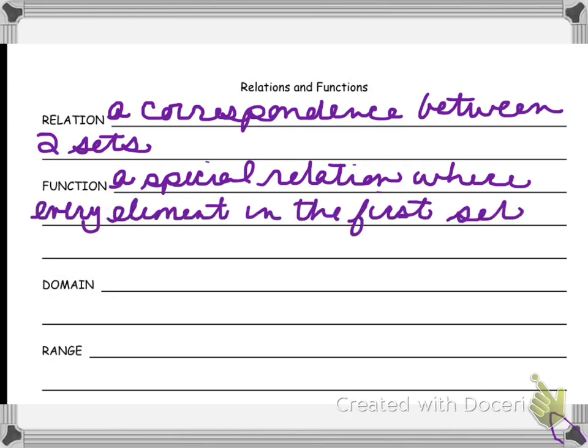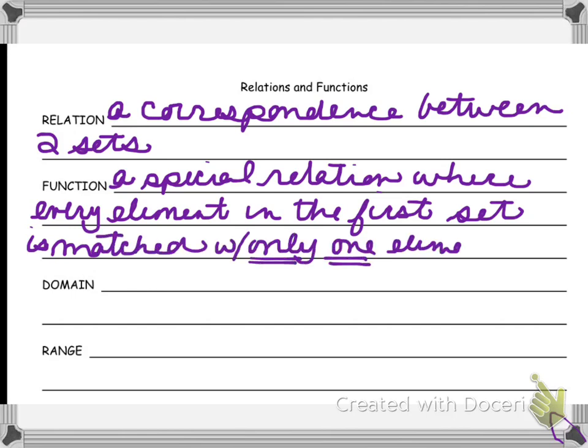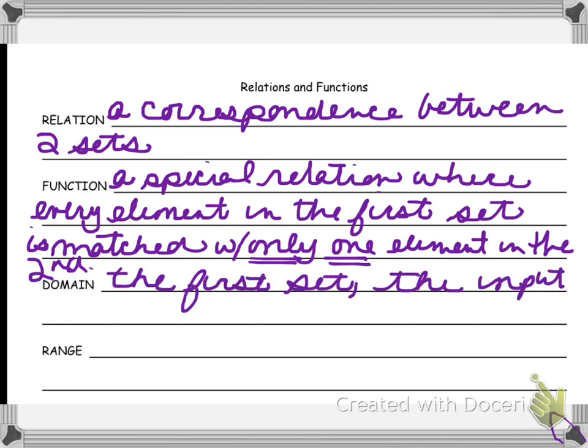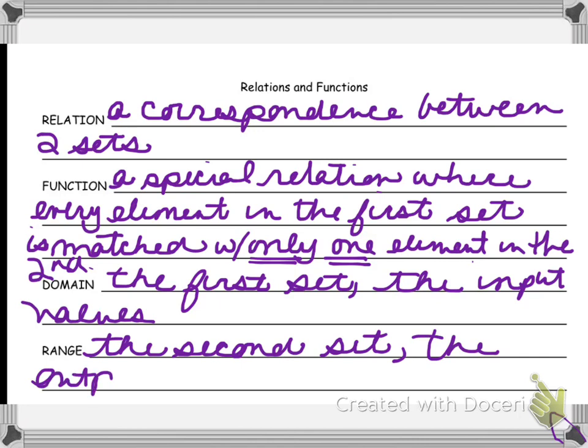A function is a special relation where every element in the first set is matched with only one element in the second set. The first set is referred to as the domain. We can also think of the domain as the input values. The range is the second set, or the output values. So another way to think of the definition of a function is a special relation where every element in the domain is matched with only one element of the range.